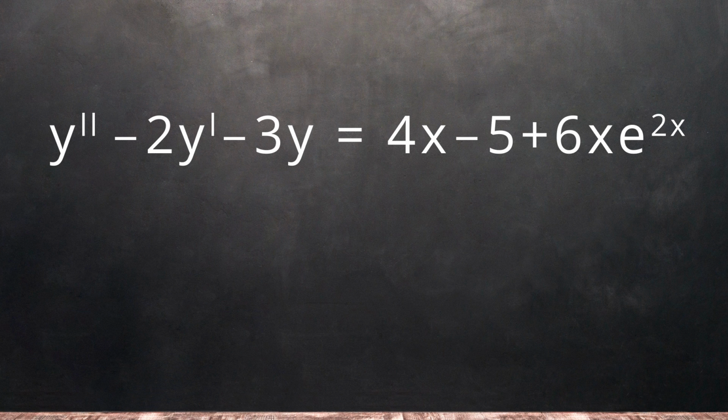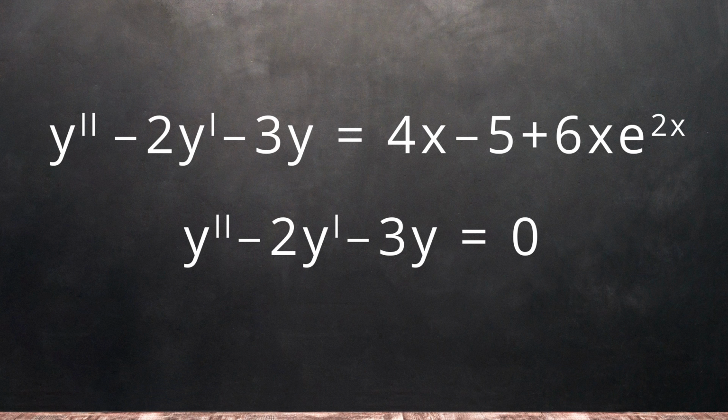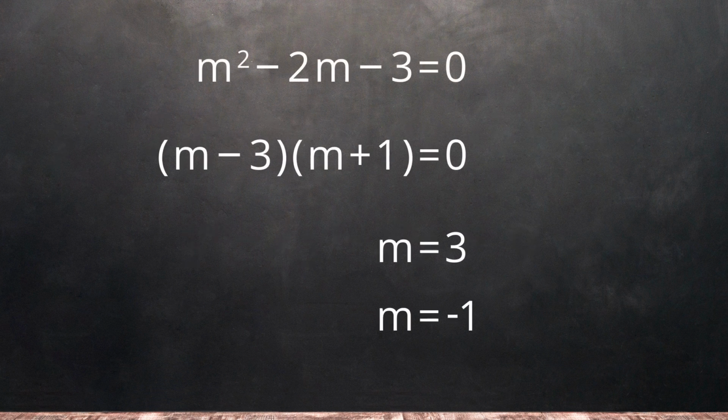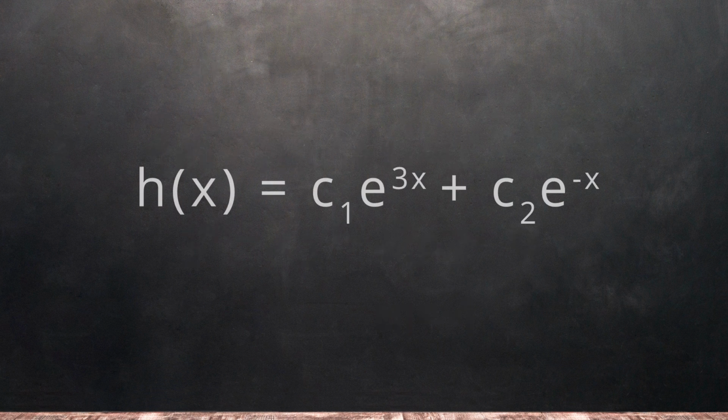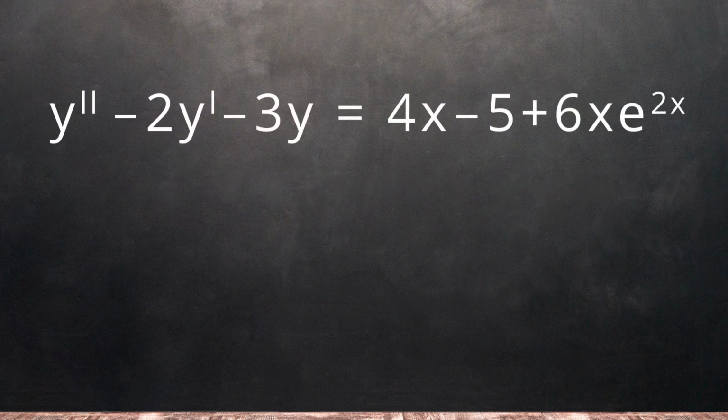Consider the example y double prime minus 2y prime minus 3y equals 4x minus 5 plus 6x times e to the 2x. We first solve for the homogeneous solution by solving the characteristic equation, and we get the following homogeneous solution. Now we can focus on the particular solution.